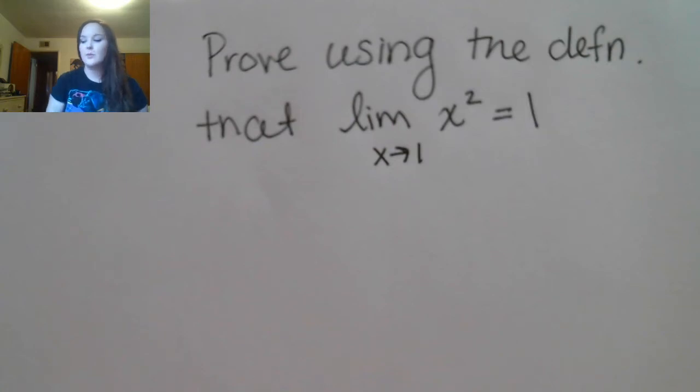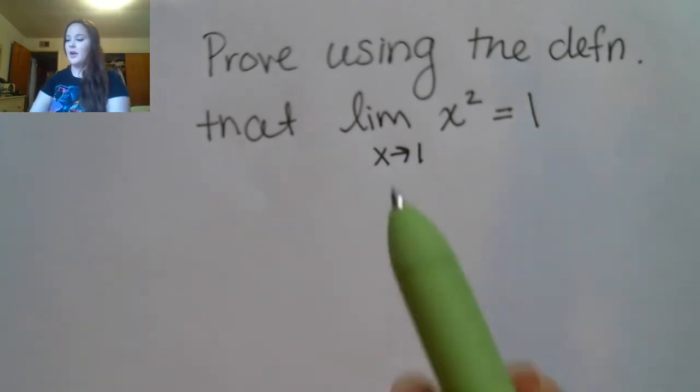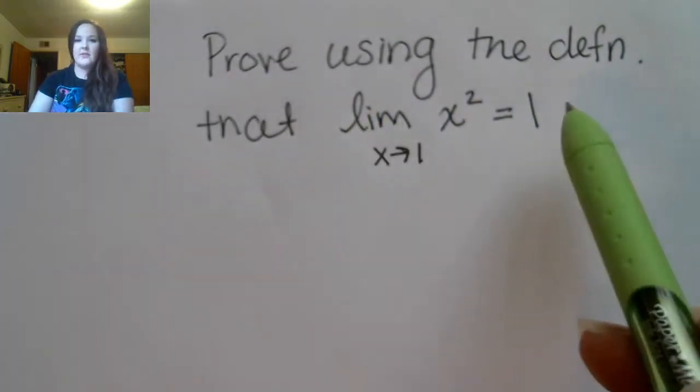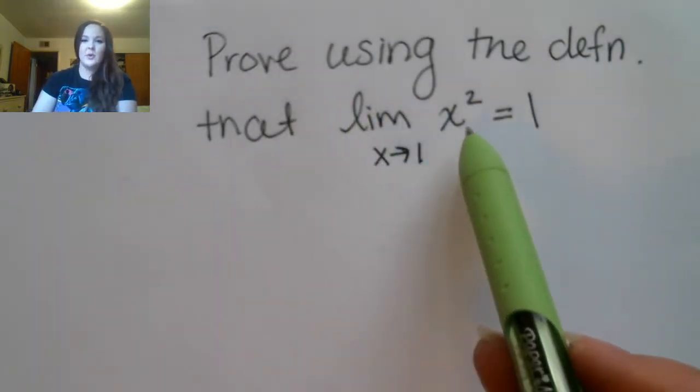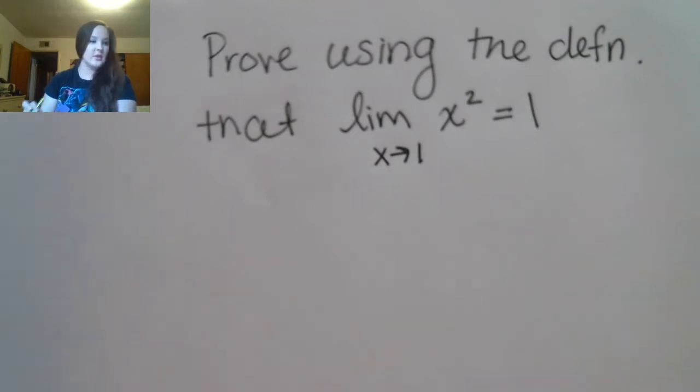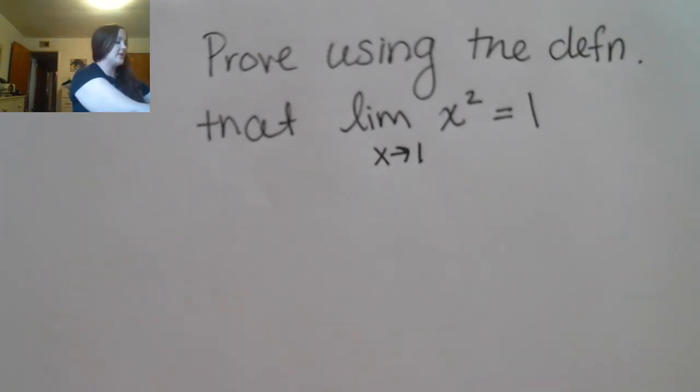Hi everybody. So we're going to look at some quadratic examples. This is the first example of using epsilon delta proofs with quadratic examples. Okay, so we're going to prove using the definition that the limit as x approaches 1 of x squared is 1. So the first thing we're going to do here is just write out the epsilon delta definition of the limit for this limit and this a value.